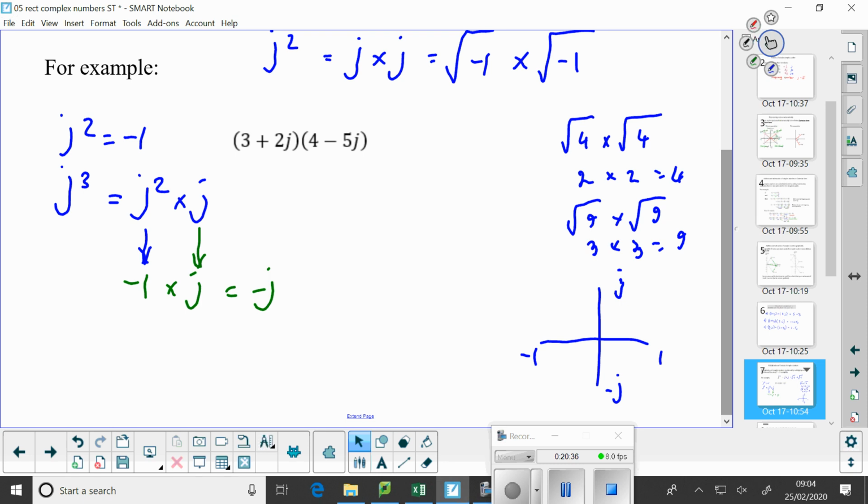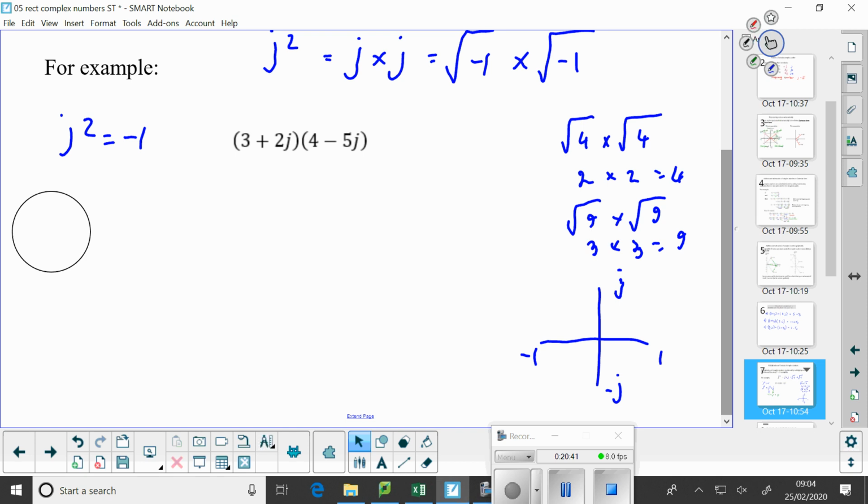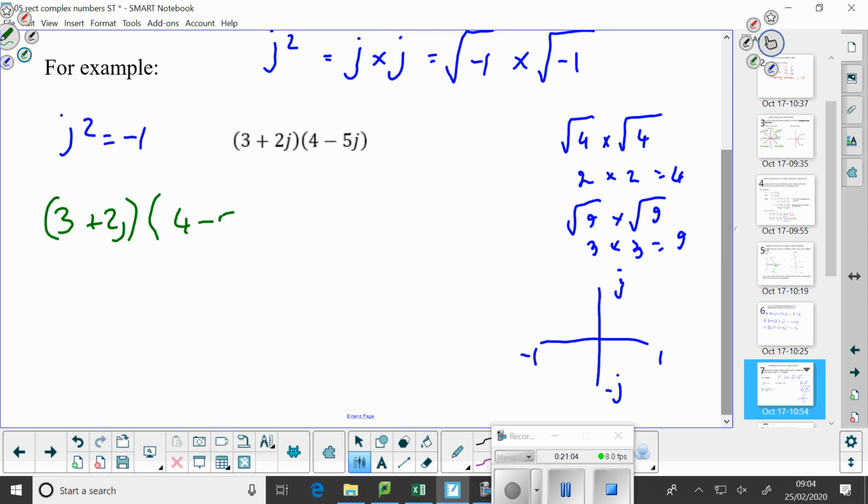The important thing is this fact that j squared is equal to minus 1. It comes up in multiplying out and dividing complex numbers. So let's have a look at this example. We're going to do 3 plus 2j, multiplied by 4 minus 5j. It is worthwhile putting these in brackets. If that's what you call it, the banana method, you multiply everything in the left-hand bracket by everything in the right-hand bracket.